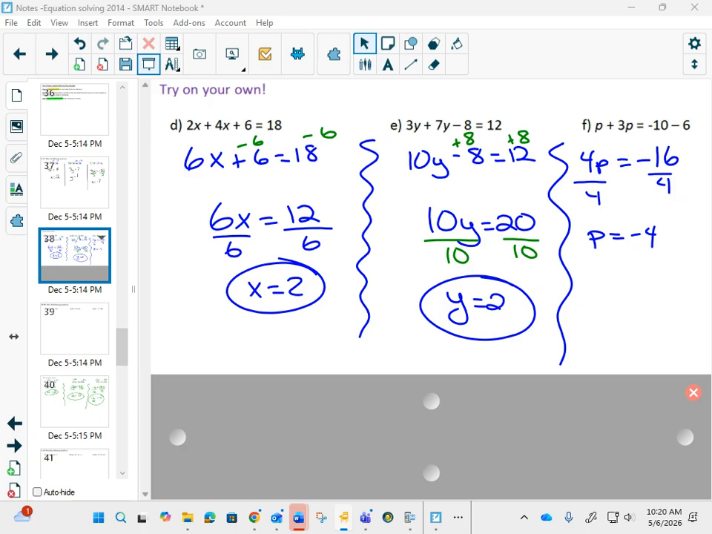Here are the answers. Double check to see if you got all 3 of them right. Indeed, I did. If you didn't, make sure you do your corrections. I'll leave this up for you for a bit here so that you can make your corrections.